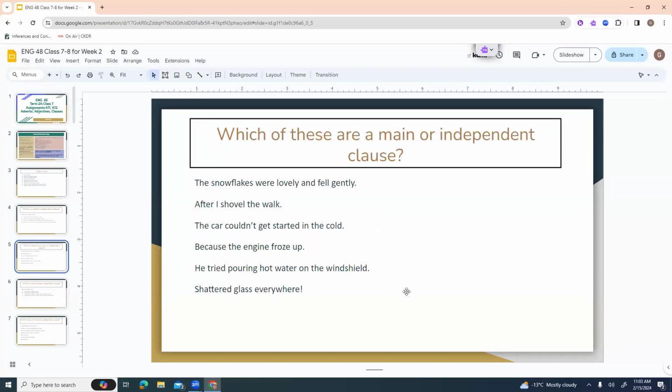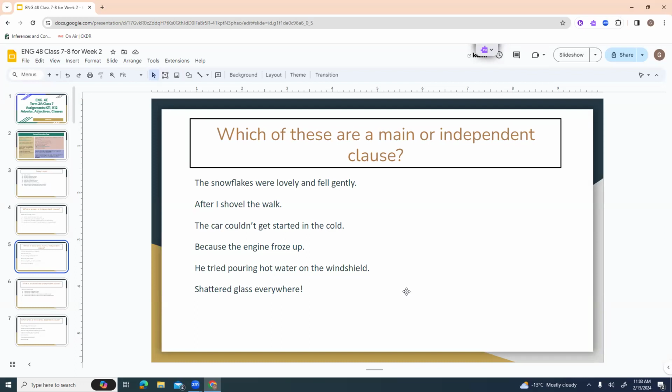Okay, so with that definition in mind, which of these sentences below are actually a main or independent clause? Remember that if they aren't, that would mean that they're a sentence fragment and you would need to fix them in your writing. So, "The snowflakes were lovely and fell gently." First of all, can we find a subject? Sure, snowflakes. And what is our verb? We've got were and we also have fell. So there's a compound predicate there. And does it express a complete thought? Sure, it makes perfect sense.